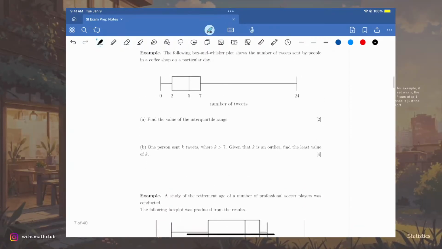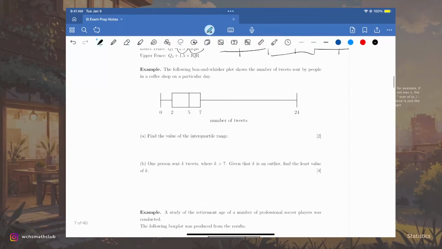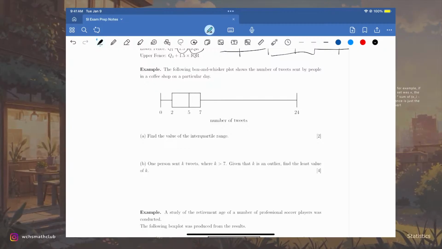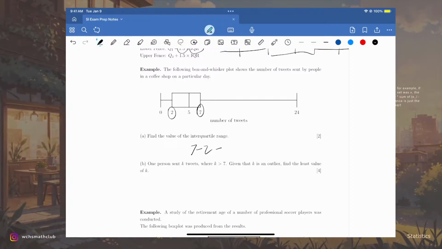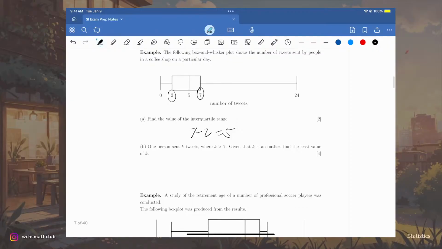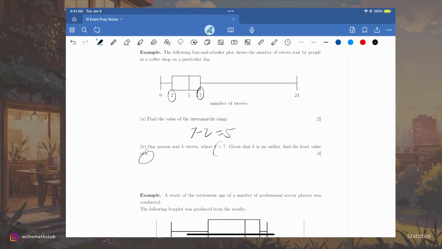Here's an example, and I'll actually go through this one. So let's start with the interquartile range. Remember, that's third quartile over here minus first quartile over here, so it's simply 7 minus 2, or 5. Given that k is an outlier, find the least value of k, and we're also given that k is greater than 7, or it's above the third quartile.